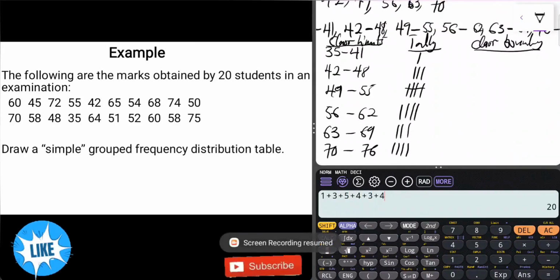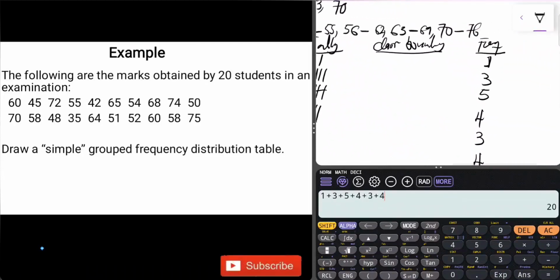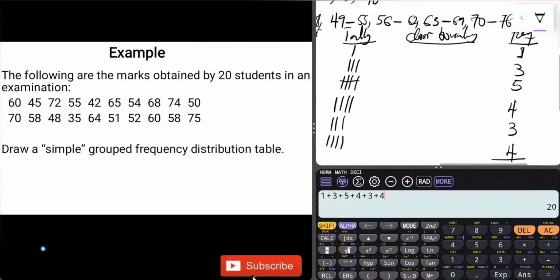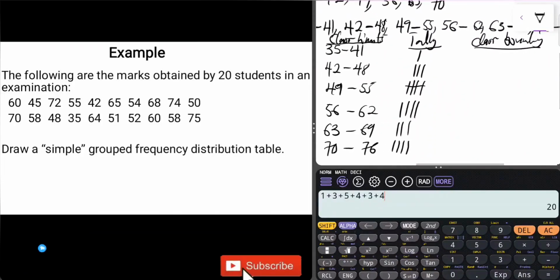So once you have gotten the class limit, the tally, and then the frequency for this particular data, which we know was 20, the next thing that you want to find is the class boundary. To find your class boundary, it is the difference between the upper class limit of the first class taken from the lower class limit of the second class. So if I'm taking the first 2 classes, I know the upper class limit of the first class is 41, and the lower class limit of the second class is 40. So the difference between the two will fetch me 1.